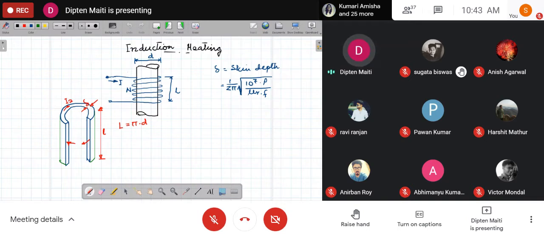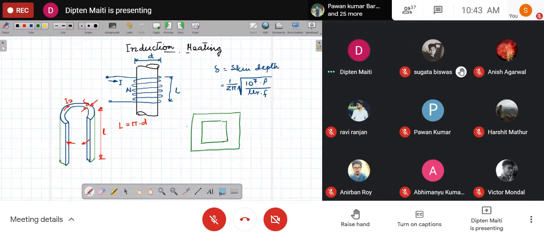So for the core type furnace, let's draw a structure. I compiled a very small set of notes last year because there was no class as such. So I needed, okay.